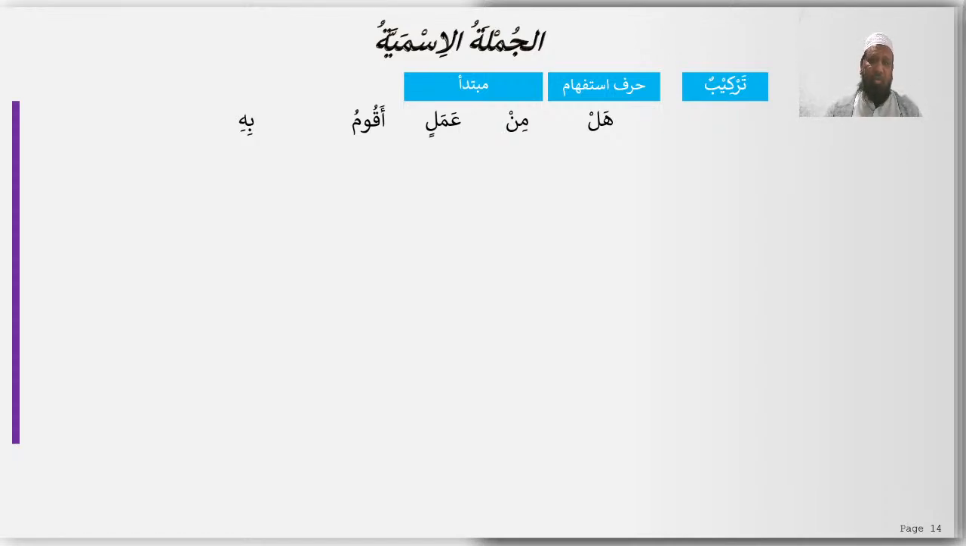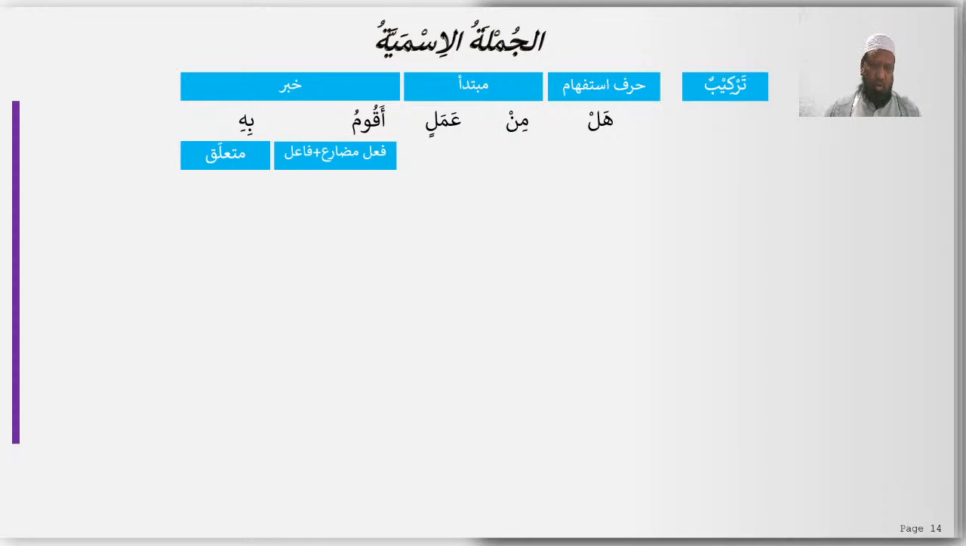So hal min amalin, we have mubtada, so the rest will be the khabar. Aqumu, qama yaqumu is a fi'l, so the rest will be jumla fi'liya. So it will be the khabar, but within the khabar we have aqumu, fi'l mudari plus the fa'il, and bihi is a jar majroor, which will be muta'alliq of aqumu.